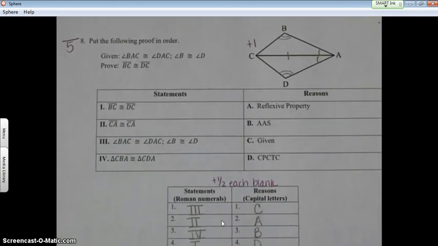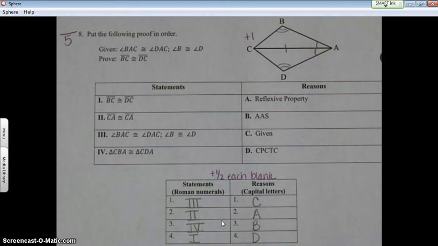number 8 was another one of those put them in order things. So mark your picture. BAC is congruent to DAC, that's my single arcs. And then angle B is congruent to angle D, that's my doubles. And then I could also mark this reflexive in there, so the picture's worth 1 point. If you marked extra, I would take off half a point for the extras that you marked because you don't mark the prove stuff.